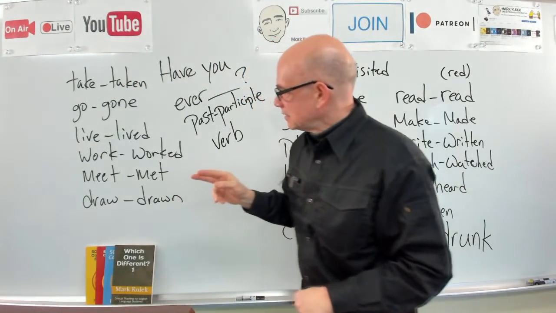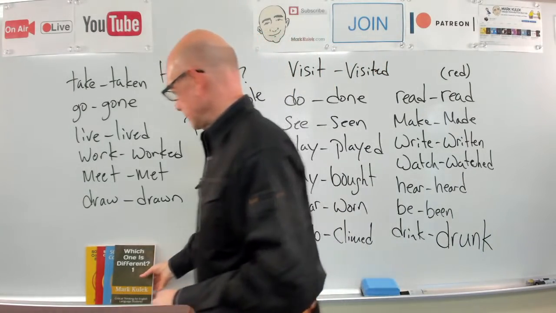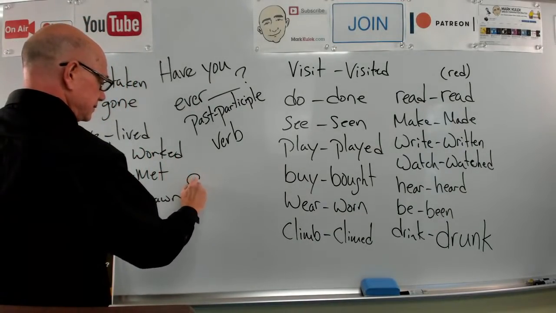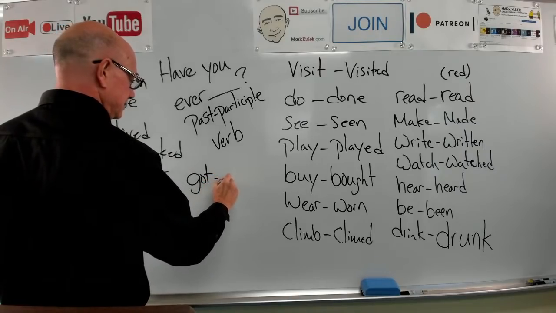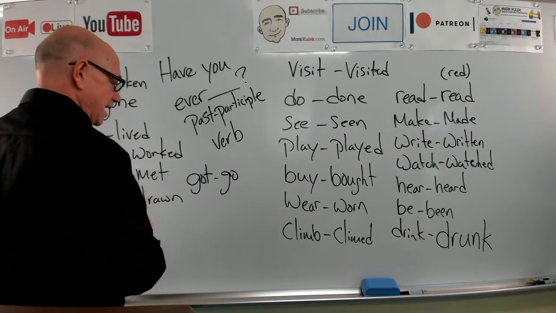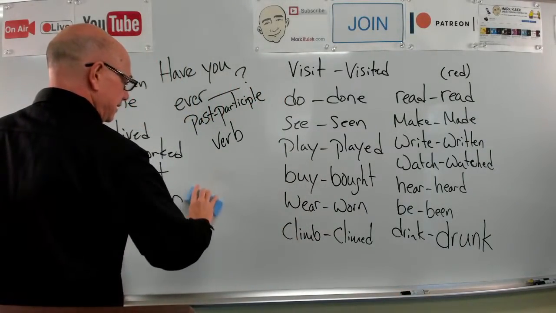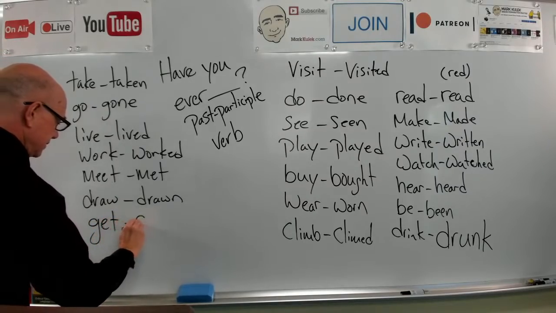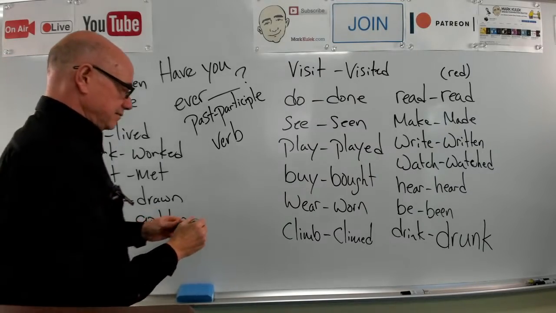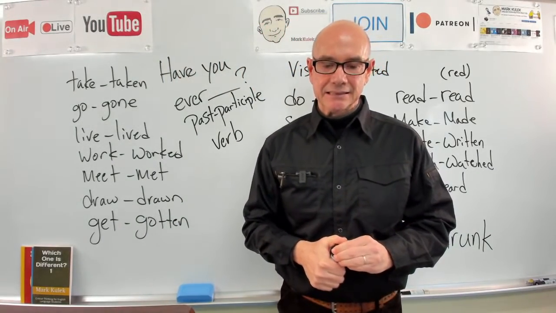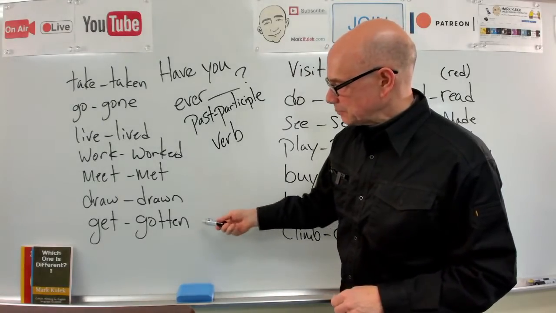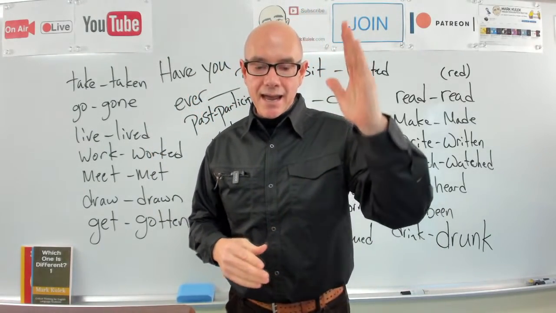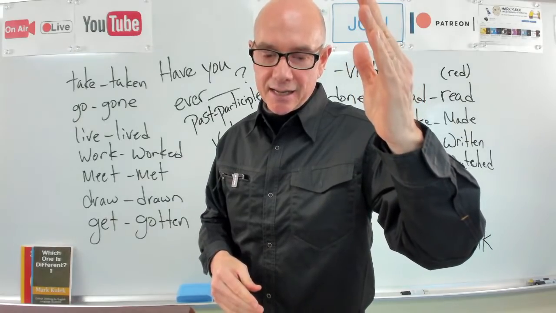Okay, gotten. It's not here. Let's write that. That's a good one. I should have done that. So get, gotten. Okay, Ava, have you ever gotten a birthday cake? And that means bought. Have you ever bought? You can say gotten or bought. Same meaning.